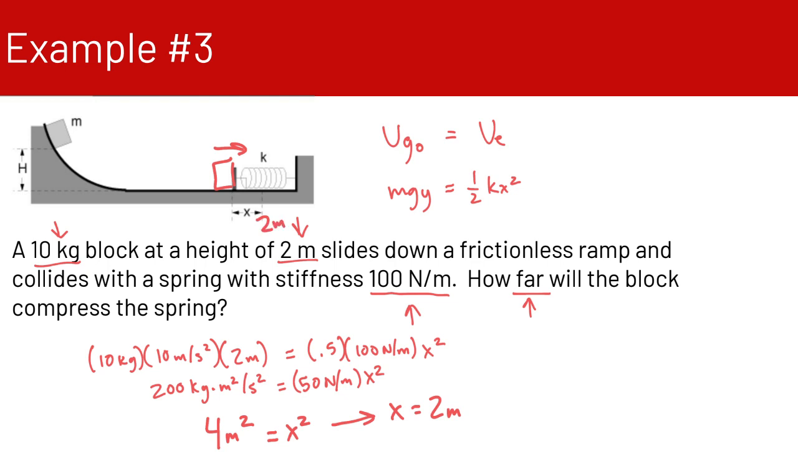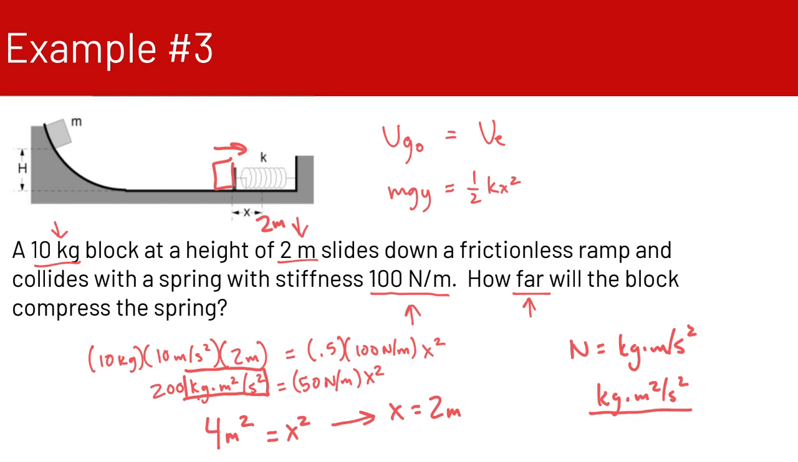Okay, so let's look at these units again. So we have kilograms meters per second squared, or kilograms meters squared per second squared, divided by 50 newtons per meter. Okay. So newtons are equal to kilograms meters per second squared. So if we have kilograms meters squared per second squared, and we divide that by kilograms meters per second squared.